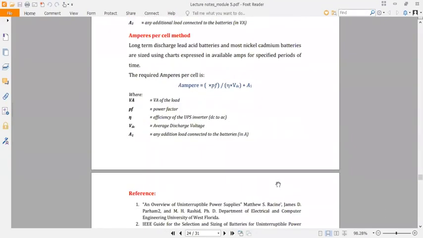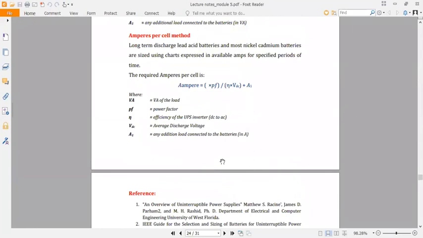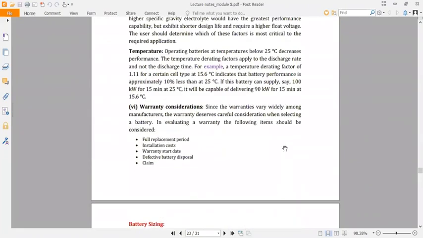This is the reference that I have used for these lecture notes. So these are the details about the UPS batteries, their selection, size, and all things.